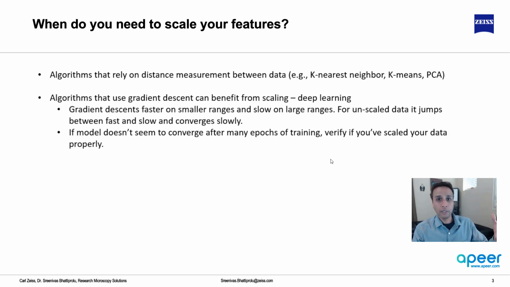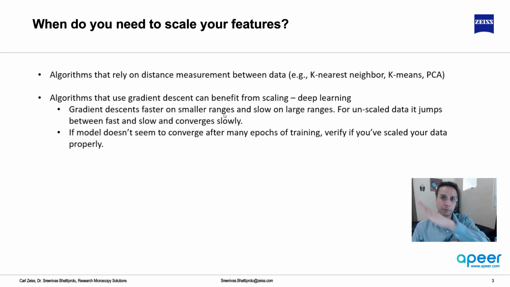We are, of course, talking about deep learning. So in this case, because we are going to use either direct gradient descent or a variation of gradient descent, it's very important. Why? Because it helps the problem to converge in a very fast way. Why? Because gradient descent is faster on smaller ranges. Now think of gradient descent as you trying to come down a hill and trying to find out where the bottom of the hill is.